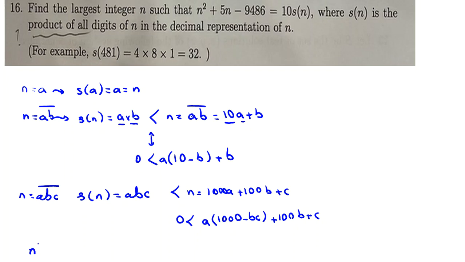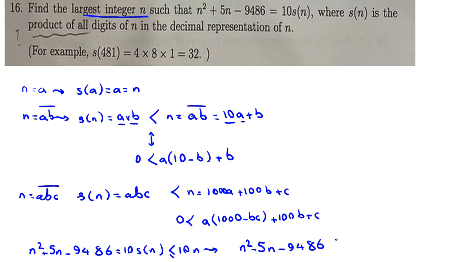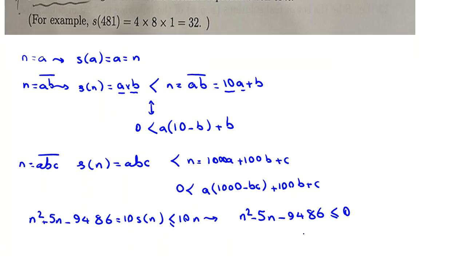We can say, okay, n squared plus 5n minus 9486 equals 10 S of n. This one is less than, so look at the problem, it says find the largest integer n, or we can also write less than or equal to 10n, not important. So n squared minus 5n minus 9486 is less than or equal to 0. I've taken 10n to the left hand side, so it will be negative 10n. Now here we want to solve for n in what intervals? Okay, we don't need to find a specific answer here.